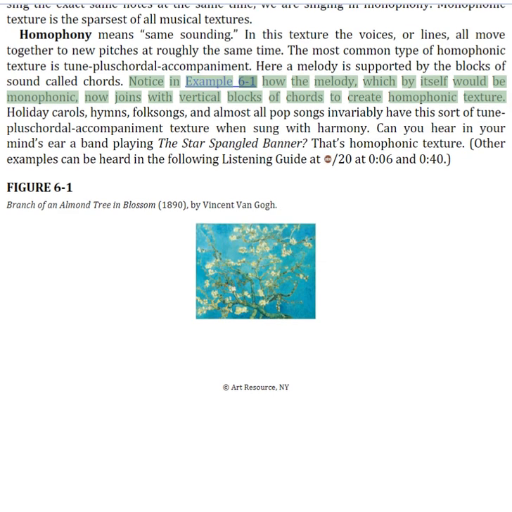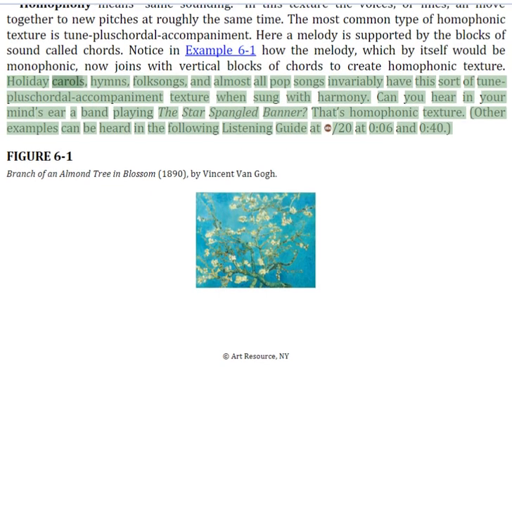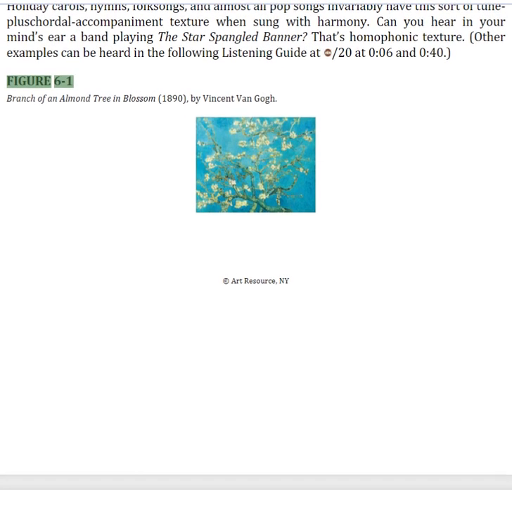Notice in example 6:1 how the melody, which by itself would be monophonic, now joins with vertical blocks of chords to create homophonic texture. Holiday carols, hymns, folk songs, and almost all pop songs invariably have this sort of tune plus chordal accompaniment texture when sung with harmony. Can you hear in your mind's ear a band playing the Star-Spangled Banner? That's homophonic texture.